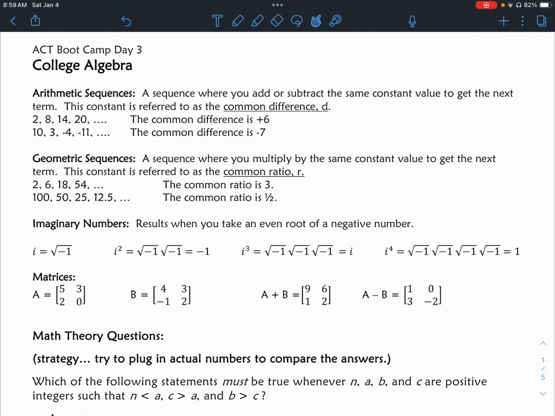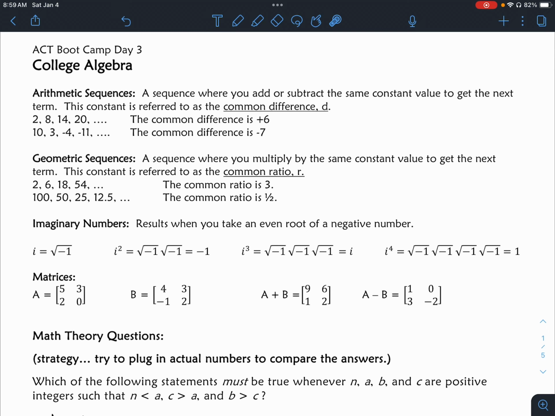Okay, so we're going to get into these notes here, and then you'll have an opportunity to try a few of these ACT questions on your own. What we're going to start out with first is sequences. There are two types of sequences that could possibly show up on the ACT. Those are known as arithmetic sequences and geometric sequences.